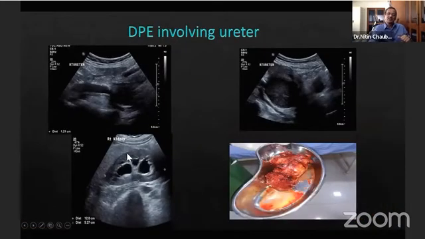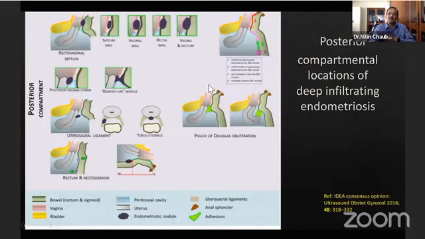So here, for example, this patient had a right hydronephrosis. That was a clue. The ureter was dilated, and there was a huge endometriotic patch sitting on the ureter, and that's a surgical specimen of the same patient.